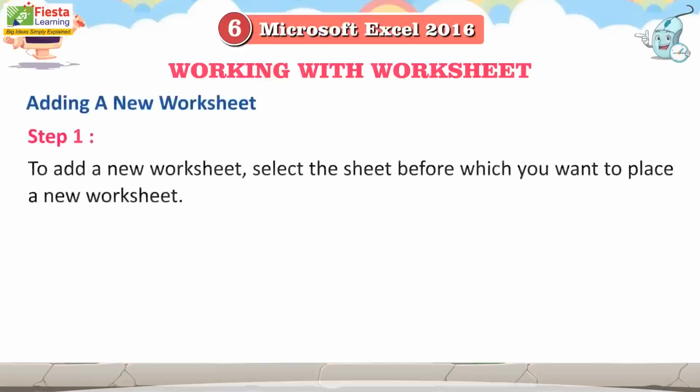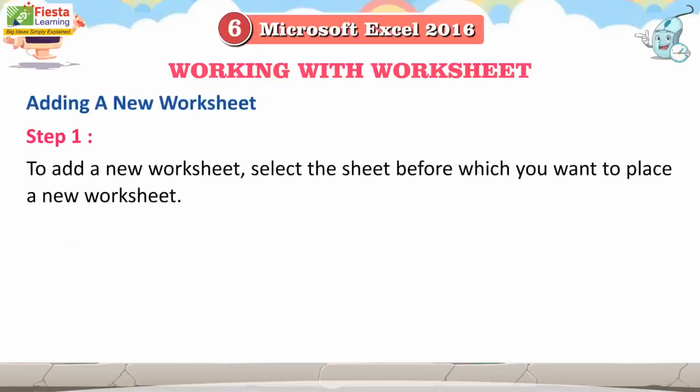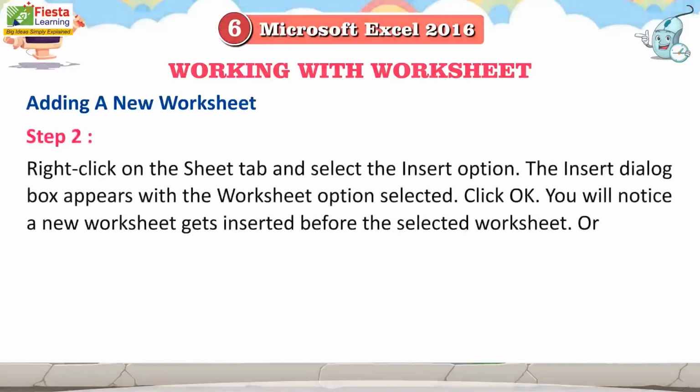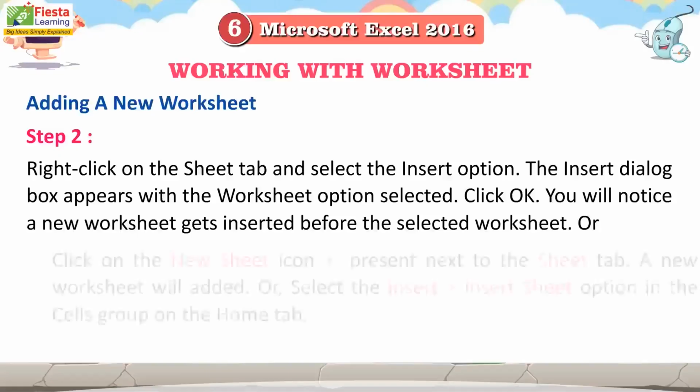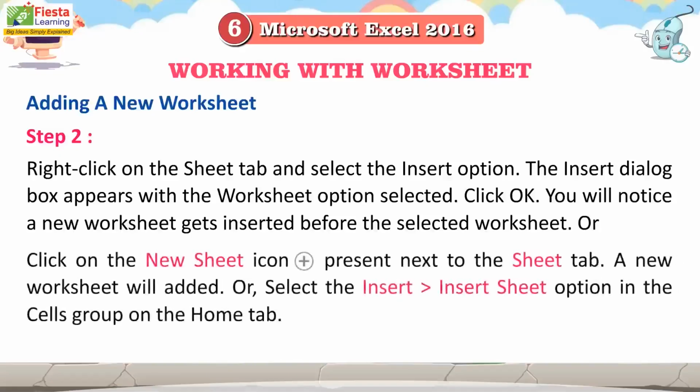Adding a new worksheet. Step 1. To add a new worksheet, select the sheet before which you want to place a new worksheet. Step 2. Right-click on the sheet tab and select the insert option. The insert dialog box appears with the worksheet option selected. Click OK. You will notice a new worksheet gets inserted before the selected worksheet, or click on the new sheet icon present next to the sheet tab. A new worksheet will be added, or select the Insert Sheet option in the Cells group on the Home tab.